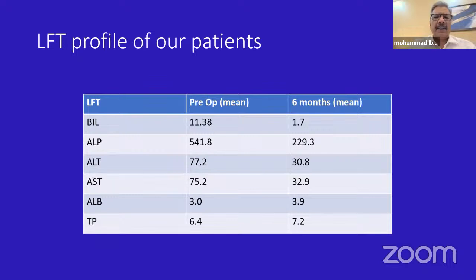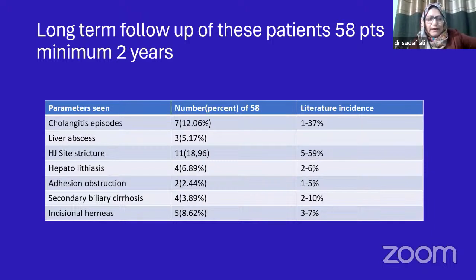One important thing I'll just highlight is the post-op follow-up, the long-term follow-up. We saw that anastomotic stricture was seen in almost 19% of the patients.